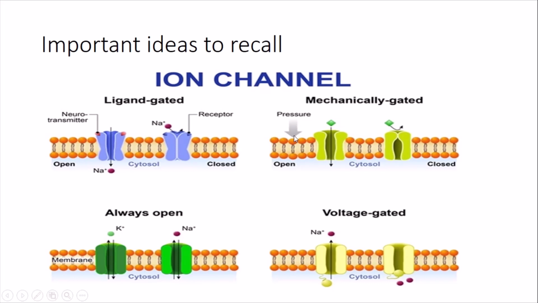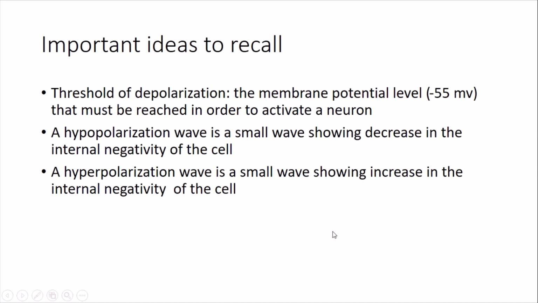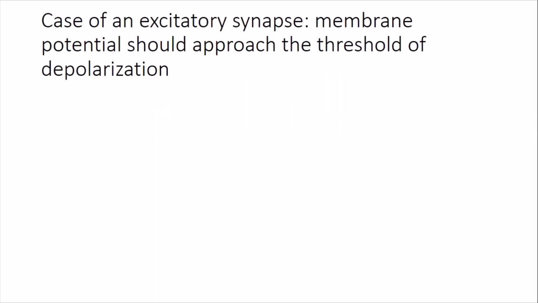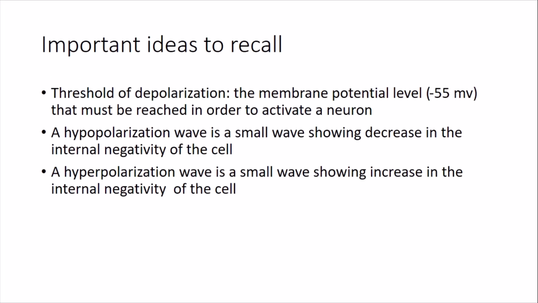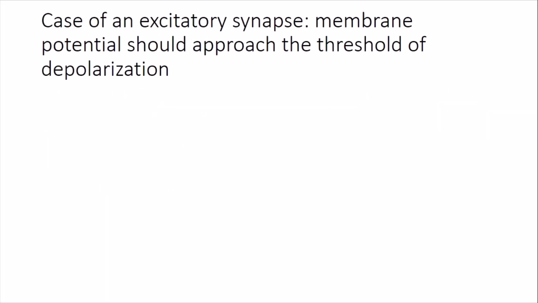When pressure is applied, these channels open. When pressure is removed, they close. And the voltage gated channels, which open upon the change in the voltage, like the calcium channels we mentioned a second ago. Now, what else? So these are the 3 ideas that you need to know. Let's go to what happens when the neurotransmitter binds.